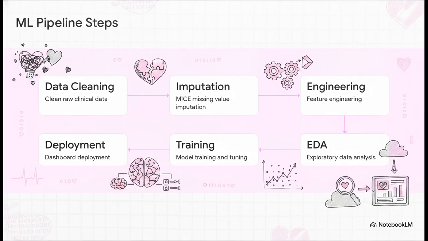Then, any missing values are handled. Next up is feature engineering. That's where we create new, more useful data points from the ones we already have. Then we explore the data, train and tune the models, and finally, we deploy. It's a beautifully structured workflow.